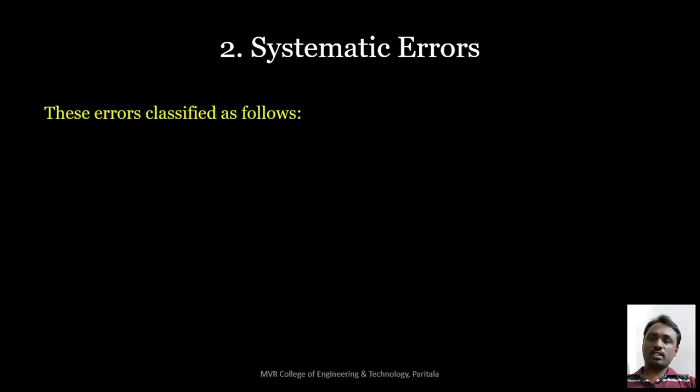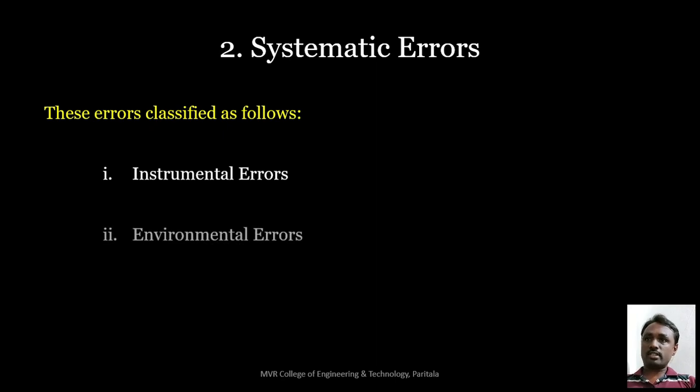Before going to the definition, there are three classifications in this. The first one is instrumental errors, the second one environmental errors, the third one observational errors. So you must have a doubt here. Instrumental error is also a systematic error, caused by the system. Environmental errors, of course, if the reading is changing by temperature, is also a system mistake. Observational errors are mostly caused by humans. So this third one must be under gross errors. Why? Because of this.